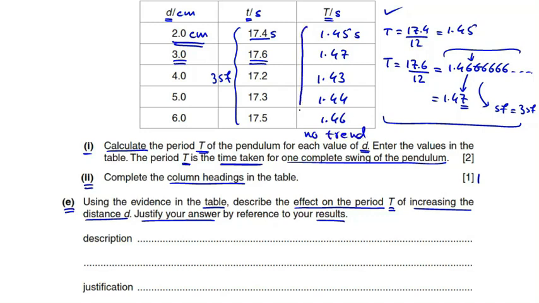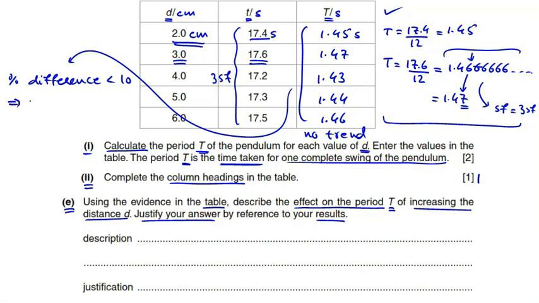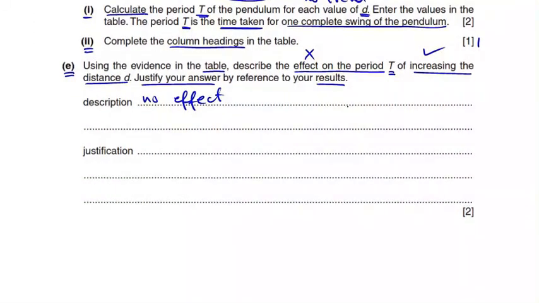Also note that the values of period T are very close to each other, and apparently the percentage difference between any two values of T is less than 10%. So we can say that period T remains constant or the same. In other words, increasing d has no effect on period. And the justification for this answer is that the values of T are pretty much the same.